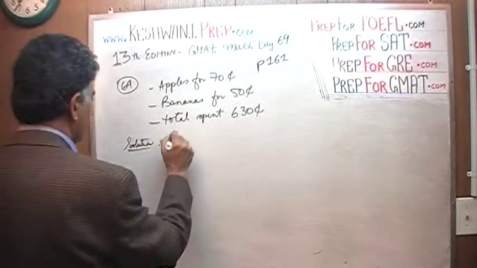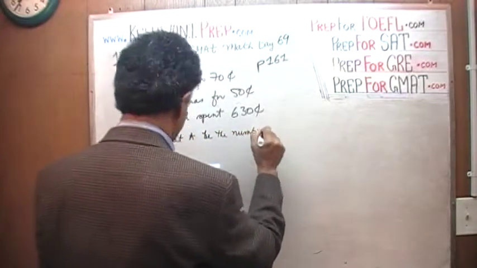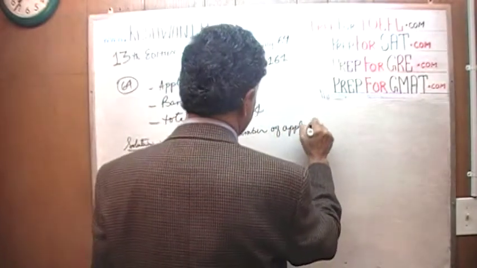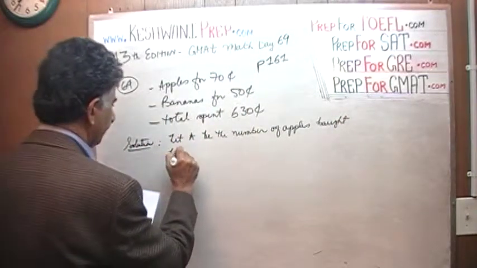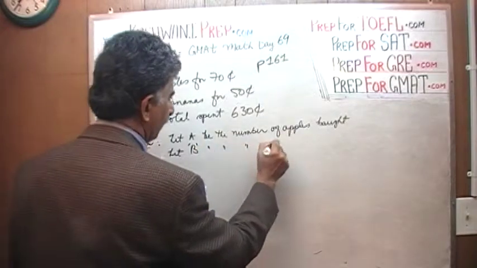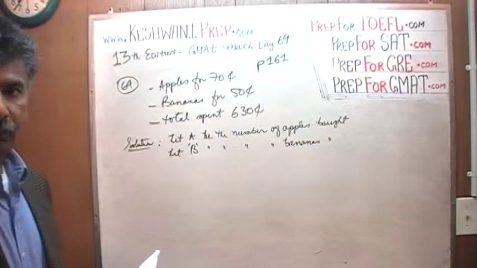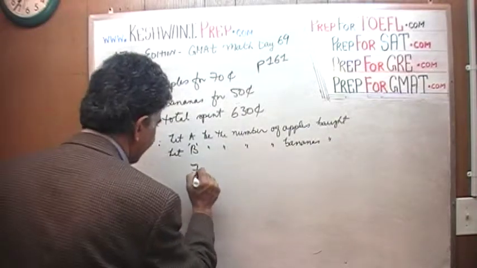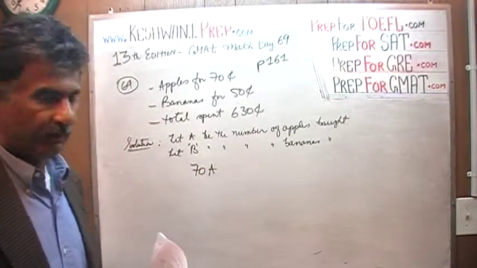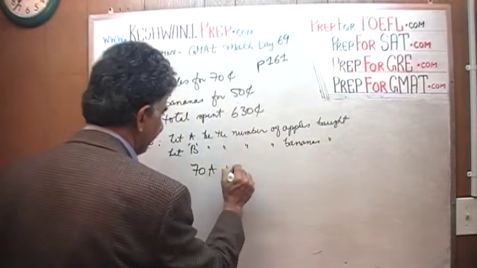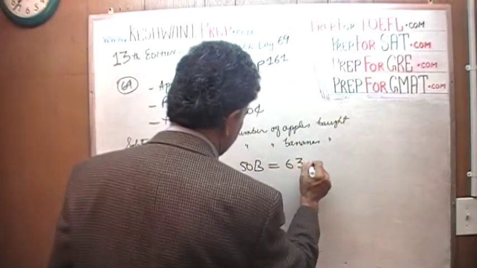Let A be the number of apples bought. Similarly, let B be the number of bananas bought. Since apples cost 70 cents each, if you buy 3 apples, it will be 3 times 70. If you buy 5 apples, it will be 5 times 70. If you buy A apples, it's going to be A times 70, plus bananas, which are 50 cents each, and we're going to buy B of them. And that has to equal 630.